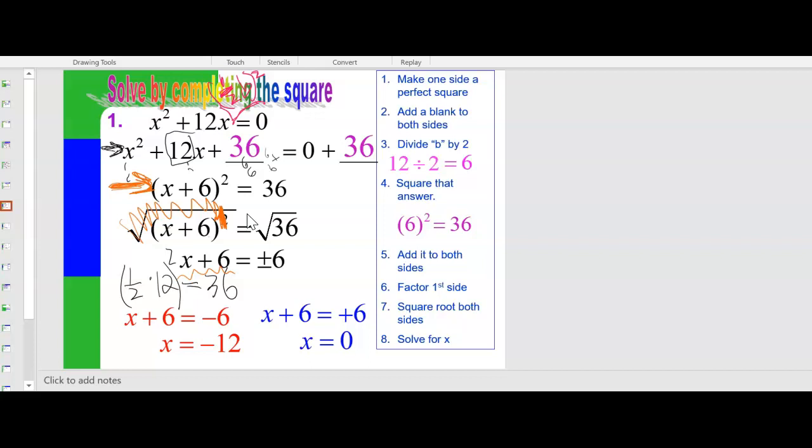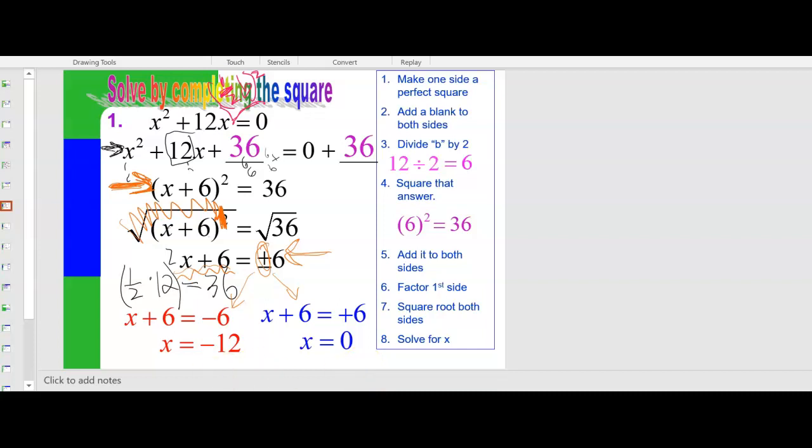And remember, square root of a positive number equals positive negative 6, because 6 times 6 is 36. Negative 6 times negative 6 is also 36. And you turn this into two little equations. One is x plus 6 equals positive 6. One is x plus 6 equals negative 6. And keep solving them. You're going to have these two little equations. And that's it.